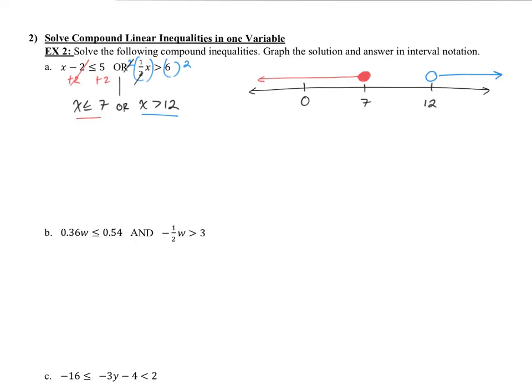Alright. So I'm told to take the union of this. And remember, union, think marriage. Or is the same thing as union. That's going to be everything. So I just take what all of them have in what all of them have. Which means we go from negative infinity up to 7, include 7. And then we union that with the 12 to positive infinity.